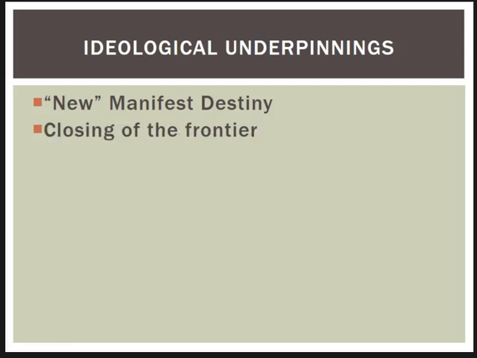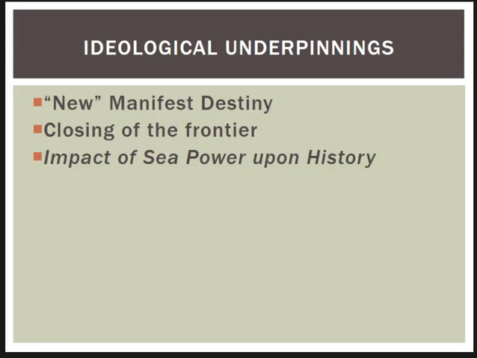We also have the closing of the frontier, basically another way of stating the same thing that I just talked about, the fact that our population had gone all the way to the west. It was no longer possible to draw a line that separated the settled areas of the United States from the unsettled areas. The third ideological underpinning is a book called The Impact of Sea Power Upon History, written by Admiral Alfred Thayer Mahan. Basically, Mahan is arguing that if the United States is going to become the great power that it deserves to become, we will need to build an empire for strictly utilitarian reasons.